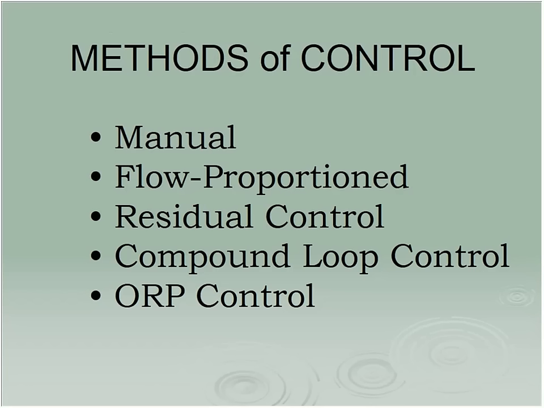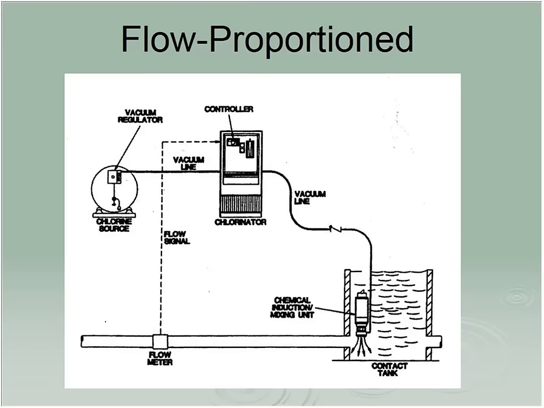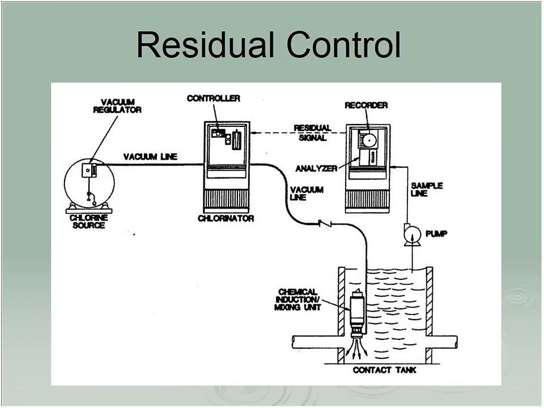We control it manually, flow proportion, residual control, ORP, the various ways of controlling our dosages. Typically, it's a flow proportion. Got a flow meter that sends a signal to a controller, says add this much chlorine. As the flow rate goes up, chlorine goes up. As the flow rate goes down, chlorine goes down. Ideally, everything works fine. But again, things could happen.